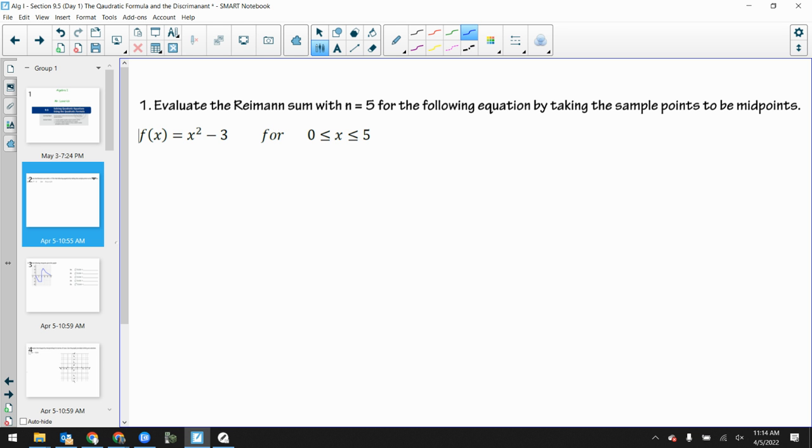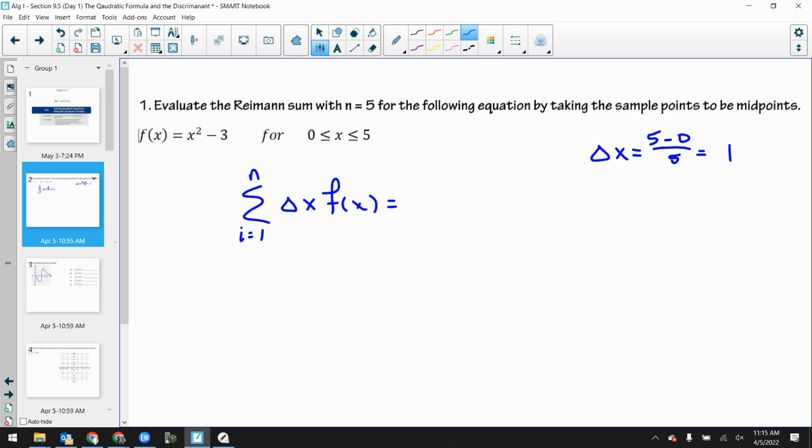That means I'm going to take the sum from i equals 1 all the way up to n of delta x times f of x_i, right? That is the definition of a Riemann sum. So that means I'm going to go from 0 to 5. I've got to calculate this delta x, though. Delta x is b minus a all over n. So in this case, it's 1. Delta x is 1.